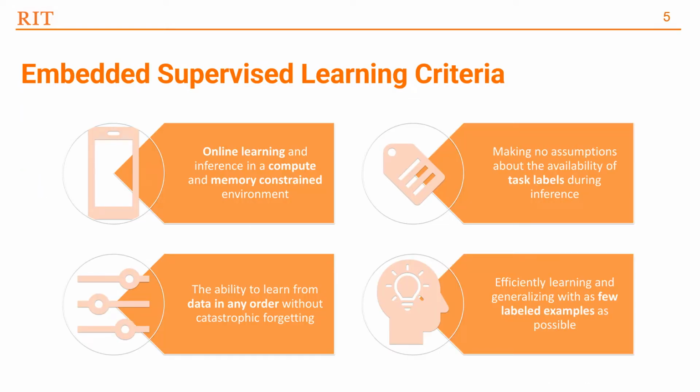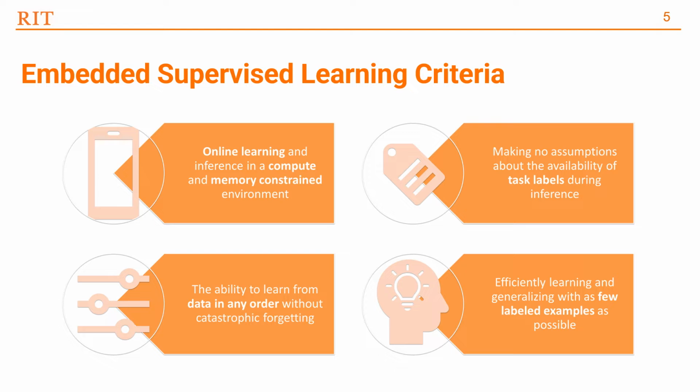Specifically, we argue that embedded supervised learning should meet the following criteria. First, online learning and inference must occur in a compute and memory-constrained environment. These constraints would often be defined by the embedded hardware that is specific to a particular application. Second, the agent must have the ability to learn from data presented in any order without catastrophic forgetting. This is because an agent often does not have control over the order in which data is presented, and it must be capable of performing well when the data is IID or non-IID.